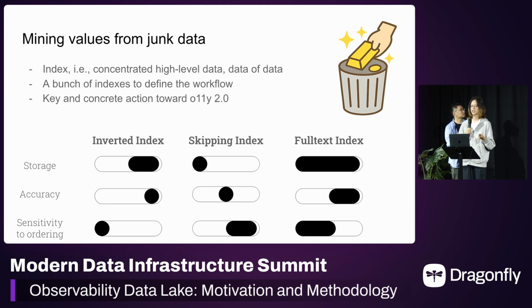highly accurate, but it comes with a high cost when the time series or the combination of your labels goes high. On the other side, the skipping index is pretty small and also keeps good performance, but it is very sensitive to the ordering of your data. You have to give your data good ordering to release the power of the skipping index. Whereas with the full text index, you can search almost anything on top of it, but it is much heavier compared with even the inverted index.